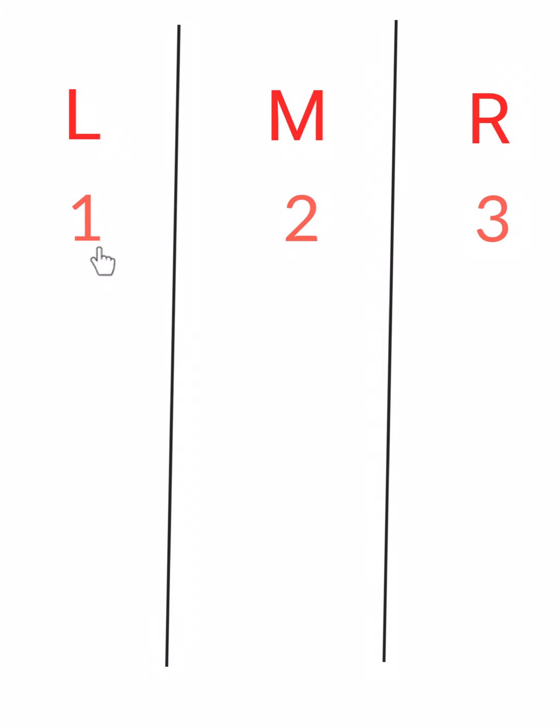So in the 1, the left lives there. In the 2, the middle lives there. In the 3, the right lives there. And in the left, what number lives there? The 1. In the middle, what number lives there? 2. In the right, what number lives there? 3. So all we have to do is count to get direction.